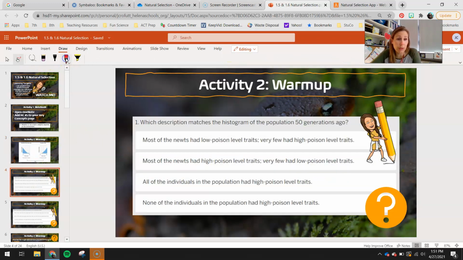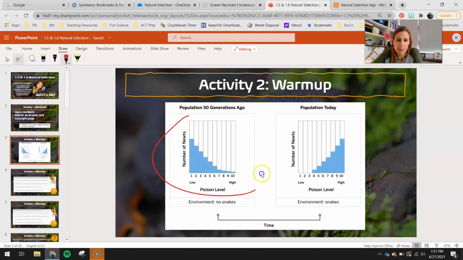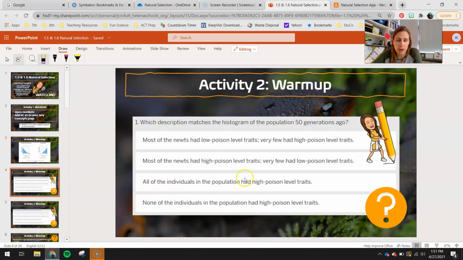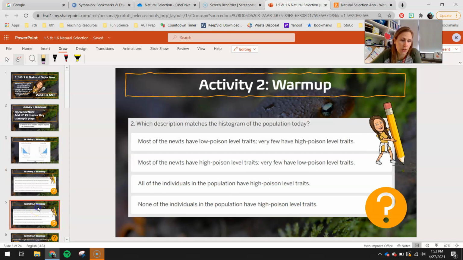For these first two, you will need to use your draw tool. Which description matches the histogram of the population 50 generations ago? So go back, look at this population 50 generations ago, and then use your draw tool to circle the correct answer. Most of the newts had low poison level traits. Very few had high poison level traits. Most of the newts had high poison level traits. Very few had low. All of the individuals in the population had high, or none of the individuals in the population had high. So circle which one best fits that histogram.